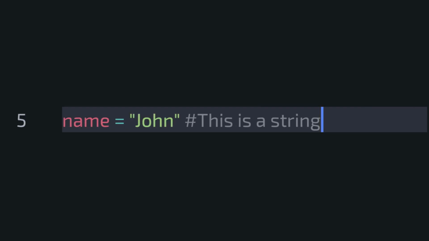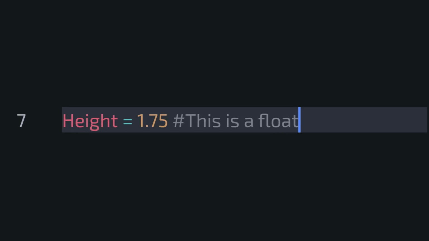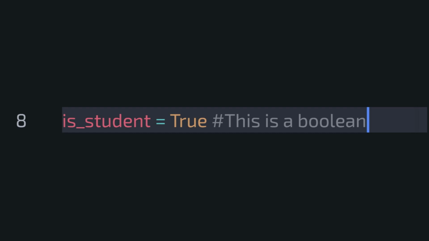Strings are for text. Integers are for whole numbers. Floats are for decimal numbers. Booleans are for true or false values.